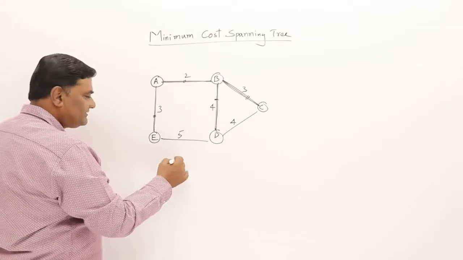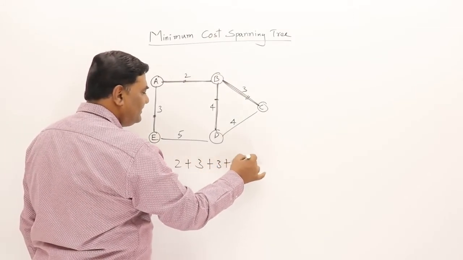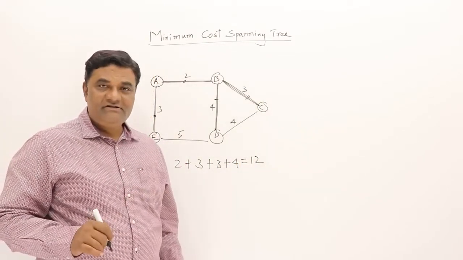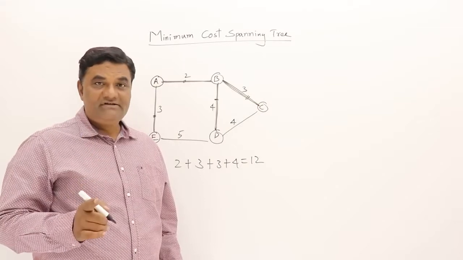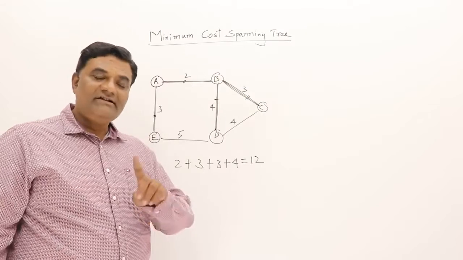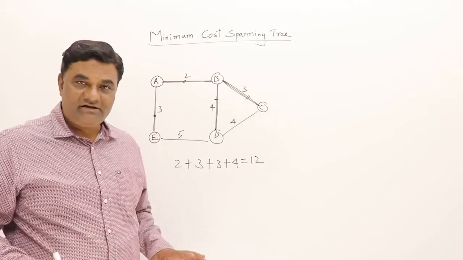So what is the cost of the spanning tree? 2 plus 3 plus 3 plus 4, and this is 12. A spanning tree is a minimization result, so definitely there will be only one result. For a problem there can be only one optimal solution, so we should have exactly one spanning tree only. There cannot be more than one spanning tree.